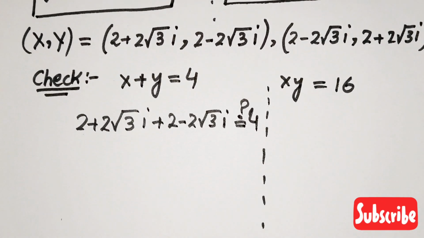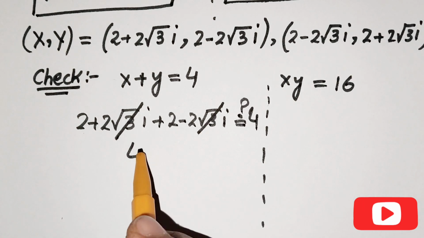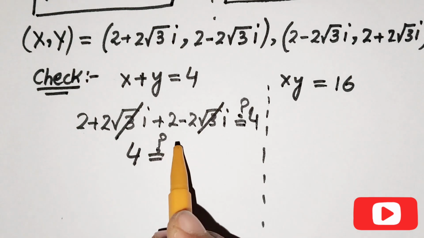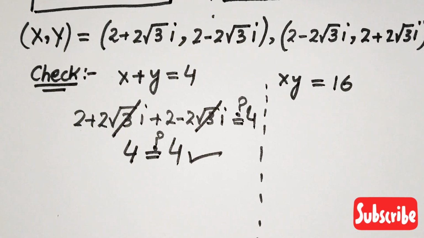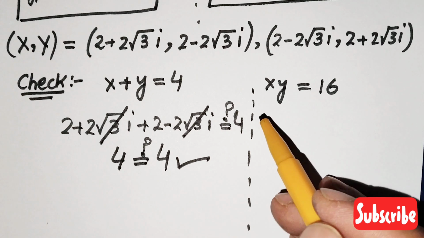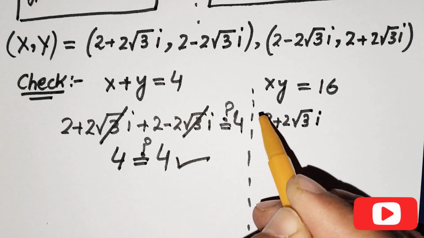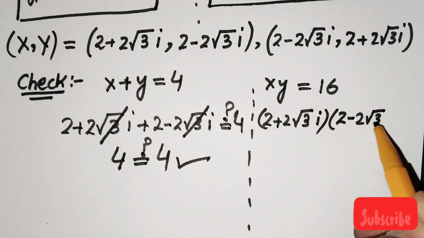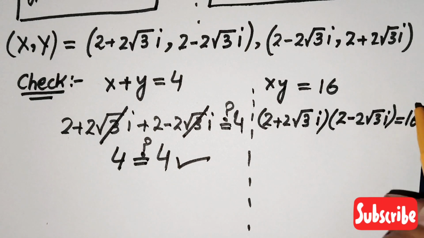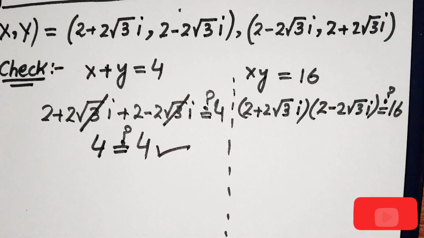So here positive and negative can be cancelled. 2 plus 2 is equal to 4, so 4 is equal to 4. Hence our left hand side is equal to right hand side. Now our equation 2 is, putting the value of x, which is 2 plus 2 times square root of 3i, times 2 minus 2 times square root of 3i is equal to 16. We have to check the values of x and y for this equation.